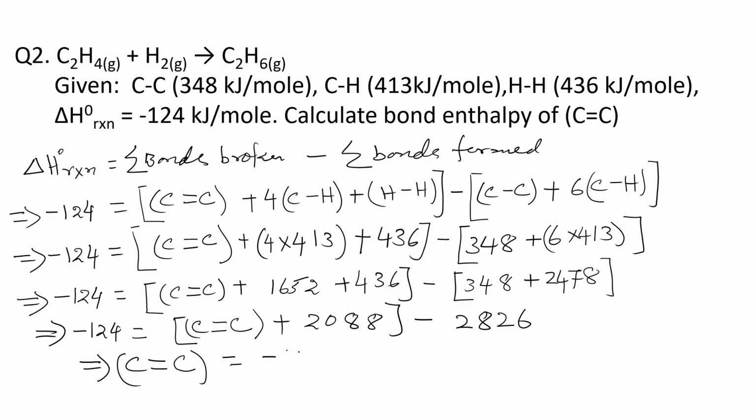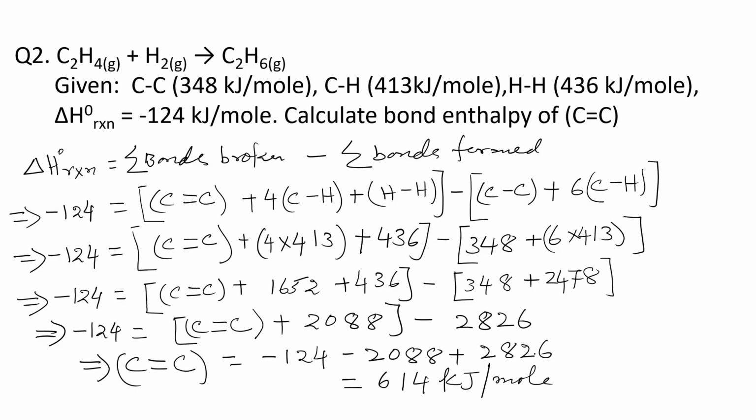So the bond enthalpy of the carbon-carbon double bond will be equal to minus 124 minus 2088 and then plus 2826. So this value will come to 614 kilojoules per mole. So 614 kilojoules per mole is the bond enthalpy of the carbon-carbon double bond. Okay. So hope it is clear to all. Thank you.